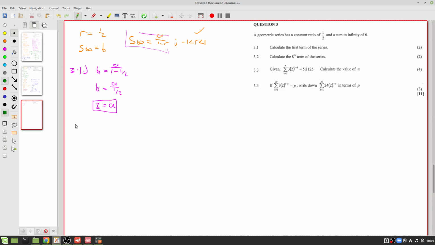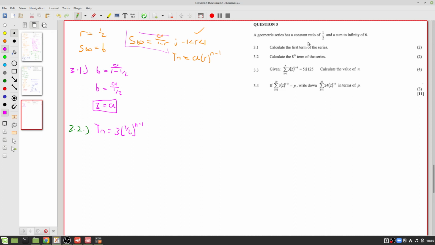Nice. Now 3.2. Here we get asked to calculate the 8th term of the series, so we want to find T8. Before we get to that, let's write the general formula for the nth term of a geometric series. For geometric, we have the first term multiplied by the common ratio n minus 1 times. In our case, the nth term is the first term, which is 3, times our common ratio, a half, to the power n minus 1.